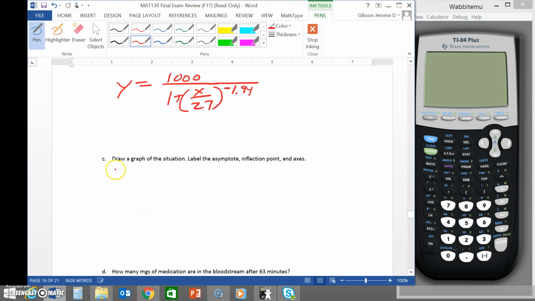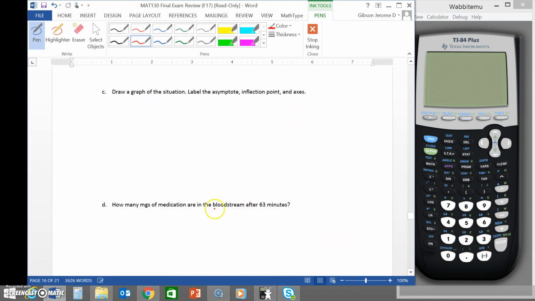It says, draw a graph of the situation. Label the asymptote, inflection point, and axis. And then D, it says how many milligrams of medication are in the bloodstream after 63 minutes. Now listen, I'm not going to draw this. You all have this on the answer key I provided to you.